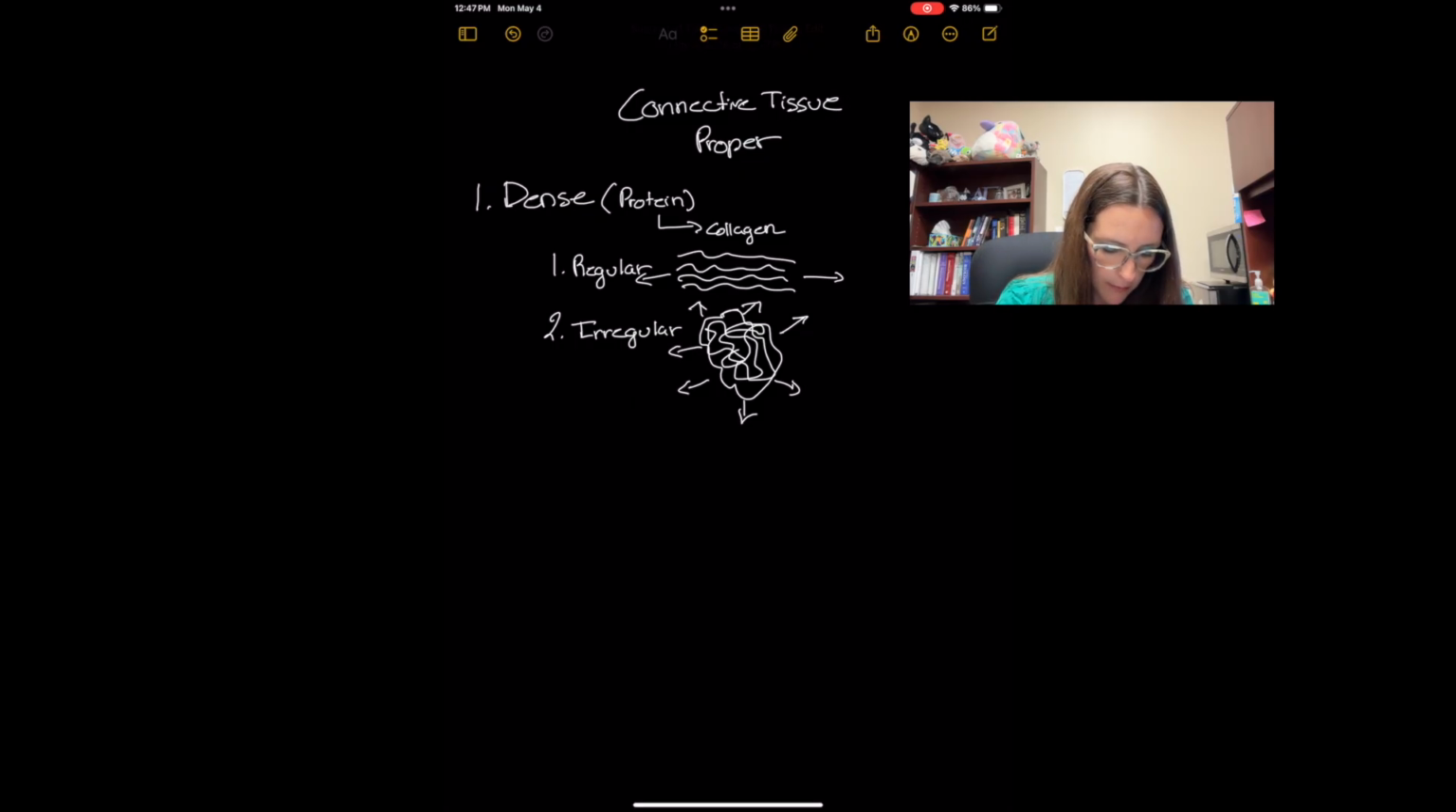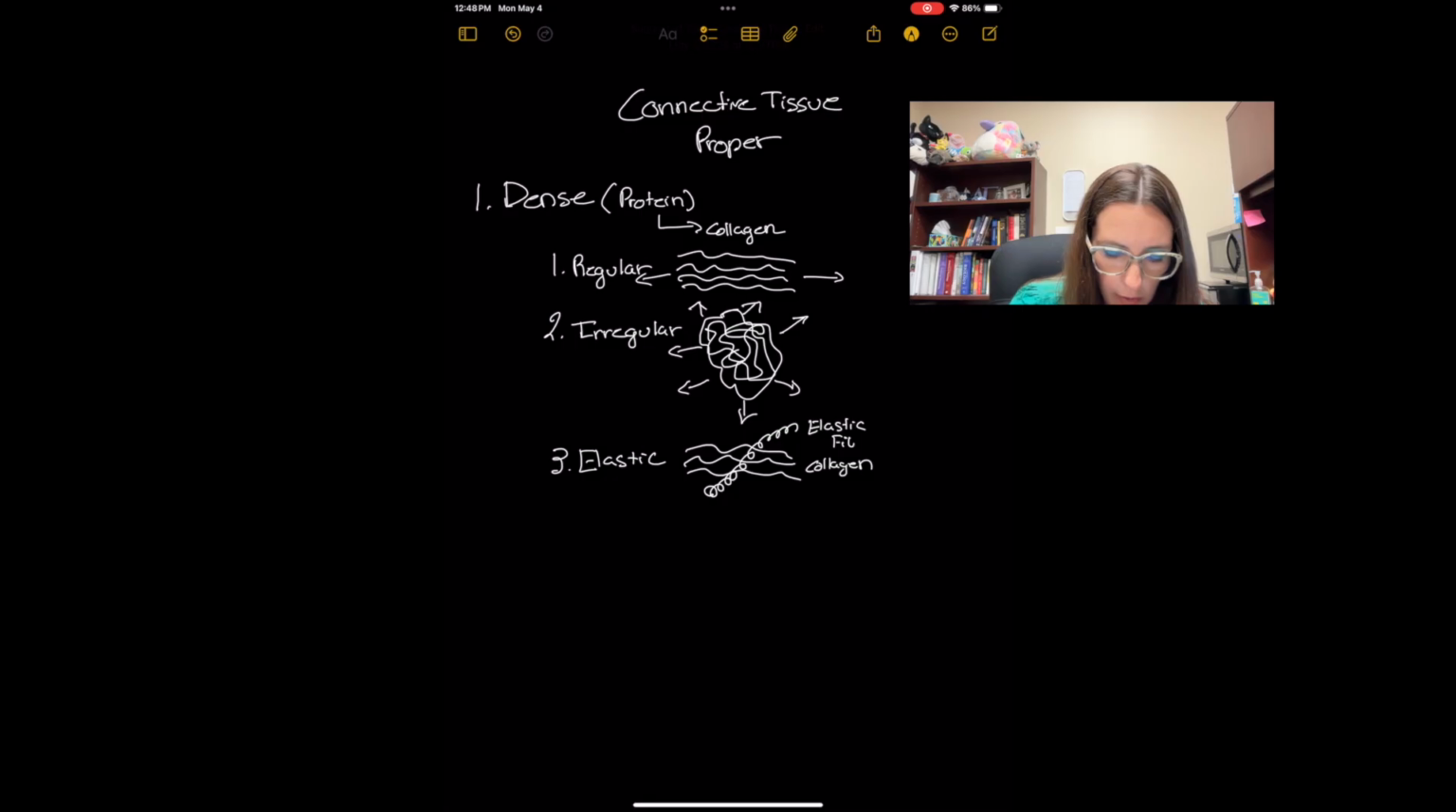The third one is called elastic. An elastic tissue still contains much of the protein fiber. The orientation of it is going to be different depending on where it is in the body. But a big thing that it has, right alongside the collagen, is it has these elastic fibers. So this tissue is going to be a little bit more flexible.